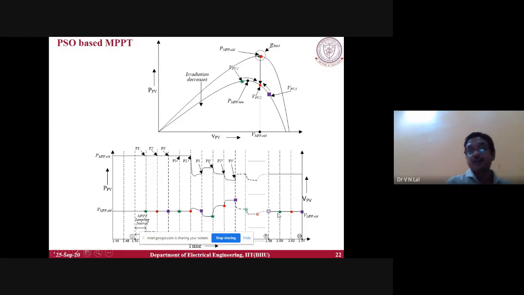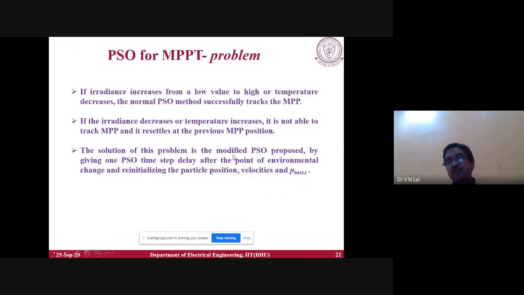So what may be the solution? There should be a solution. If we are giving the general method, there should be some very simple solution. The very simple solution was there, this third line. The solution of this problem is the modified PSO method, by giving one PSO time step delay after the point of environmental change and reinitialization of the particle position, velocity and P best.